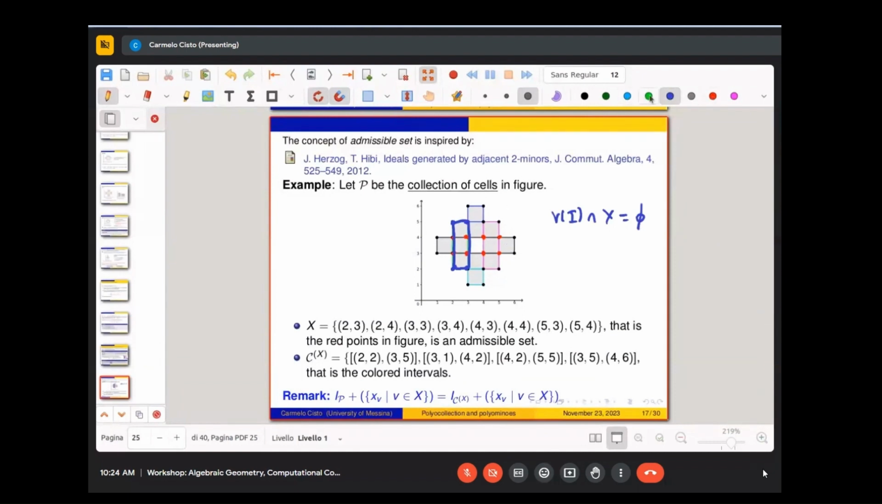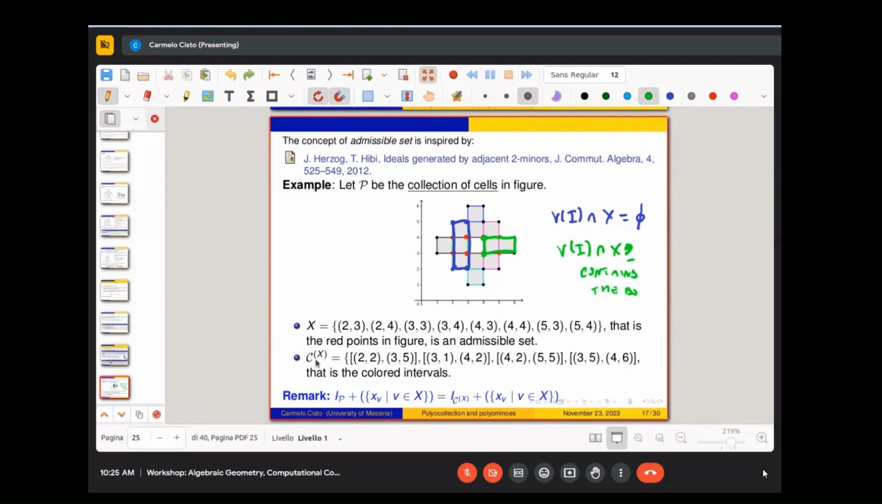But if I consider, for instance, this one, in this case it contains the boundary of an edge. That is, it contains, for instance, these two points. And so in this case, it contains the boundary. Okay, so I have an admissible set, that is this one. To this admissible set, I can associate another polyomino collection, that is the polyomino collection CX.